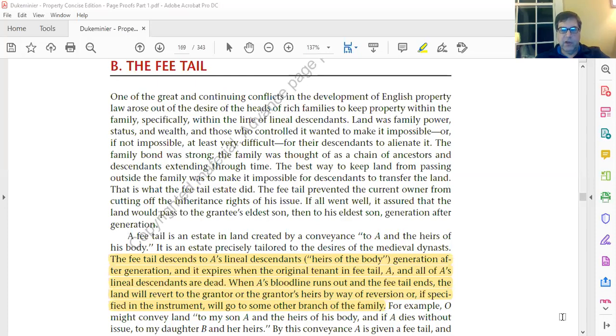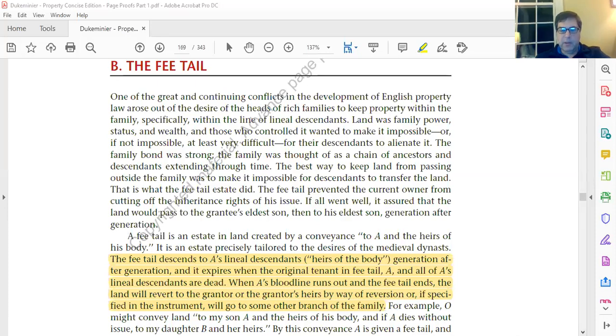And so one of them had to do with the fee tail estate and what happens in jurisdictions that have abolished the fee tail. So let me pull up our book to remind ourselves what the fee tail estate did at common law, and then what has happened in jurisdictions that have gotten rid of it.